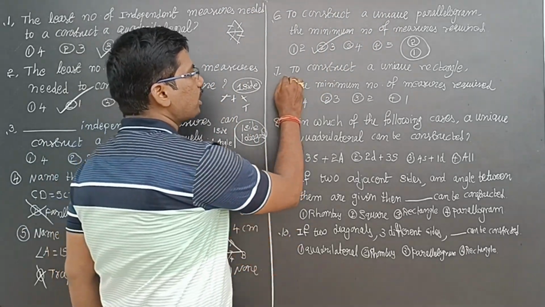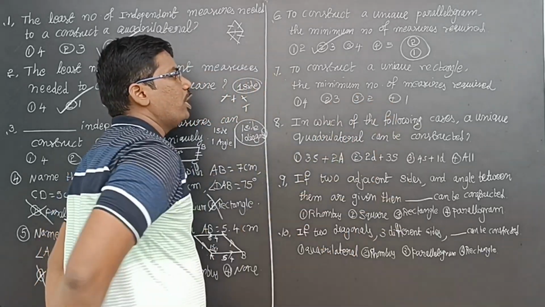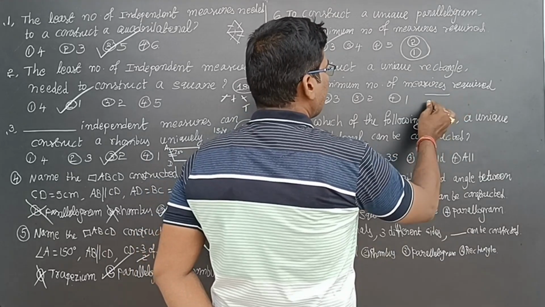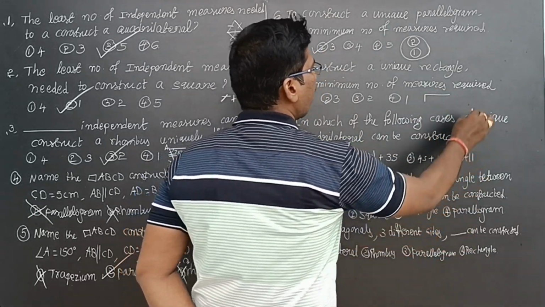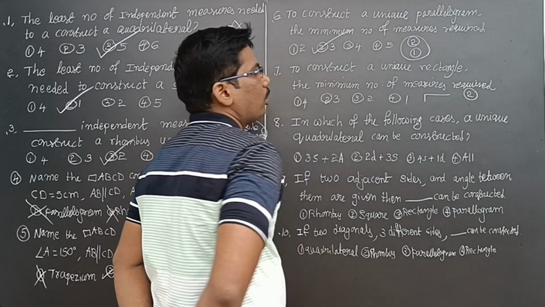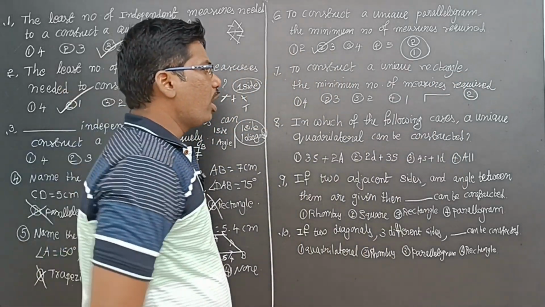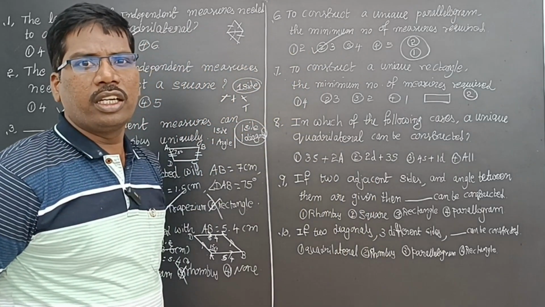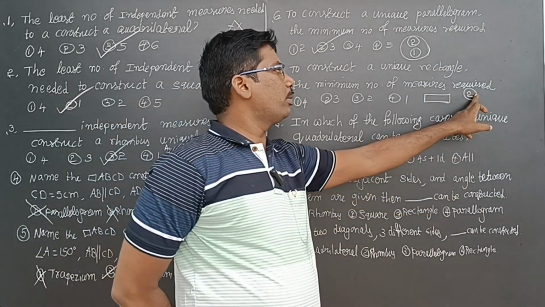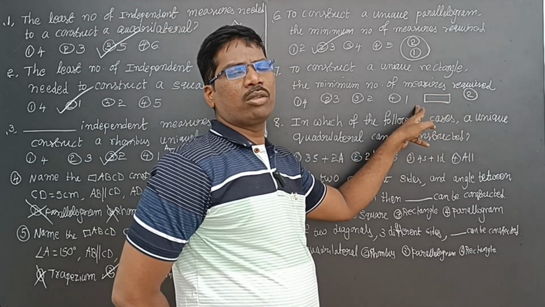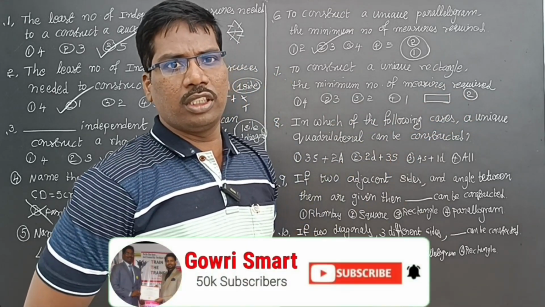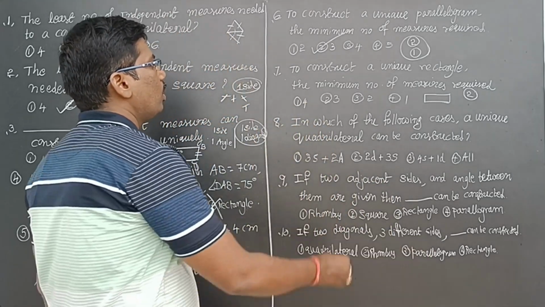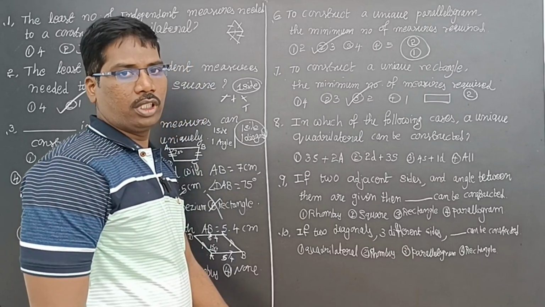Next, to construct a unique rectangle, what is the minimum number of measurements needed? In a rectangle, one side and the other side, 2 independent measurements, are needed, because you know very well every angle is 90 degrees. If you know these 2 measurements, using Pythagoras theorem you can find the diagonal, isn't it? So for constructing a rectangle, we need only 2 independent measurements.